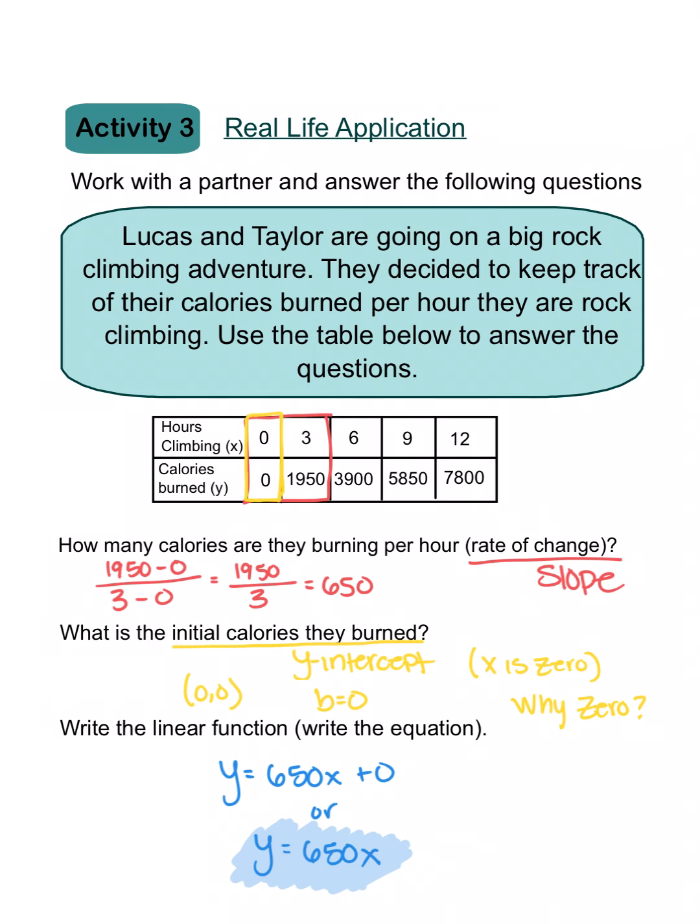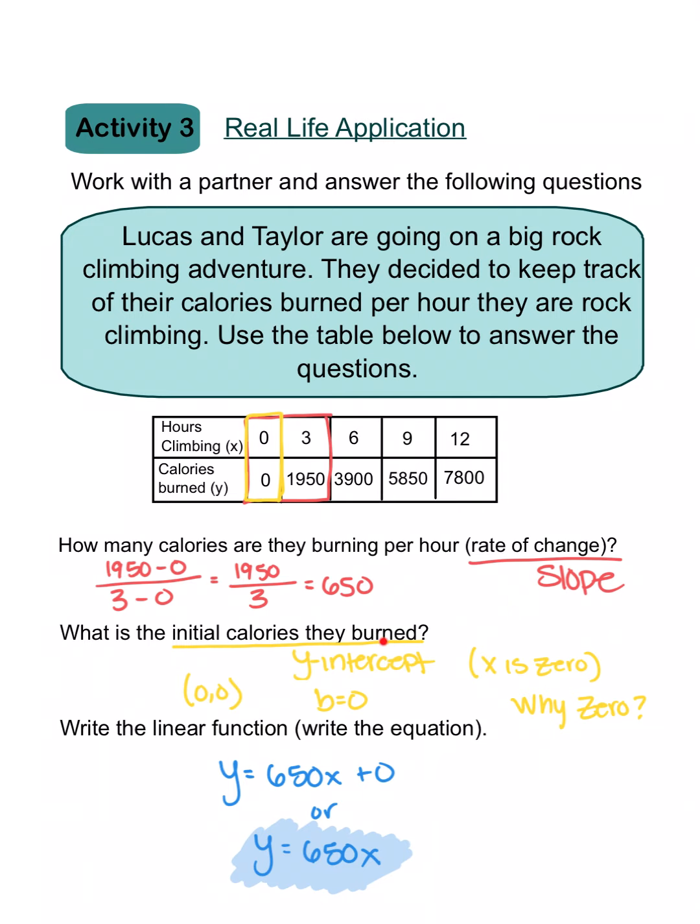All right, so let's walk through this problem here. So first, how many calories are they burning per hour, or the rate of change here? That, remember, is your slope. Rate of change is the slope. So we do change in y divided by change in x. So 1950 minus 0 over 3 minus 0. You get 1,950 divided by 3, which is 650. So the slope here, they're burning 650 calories per hour.